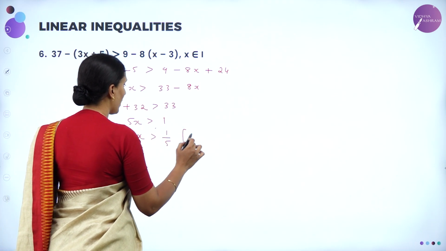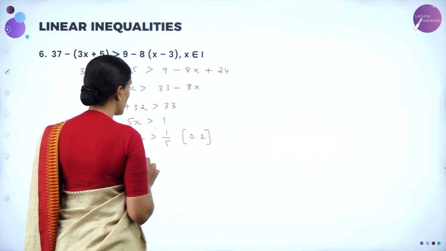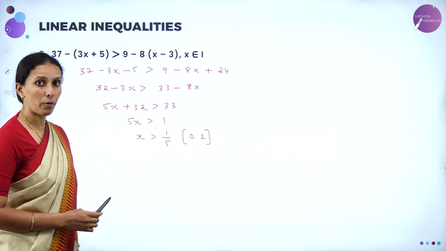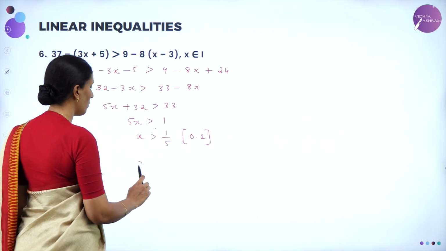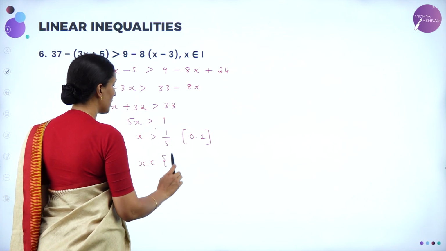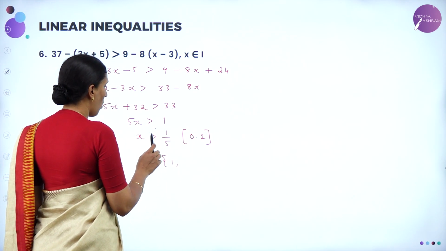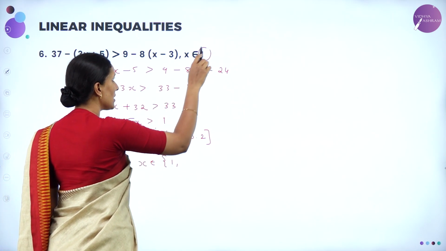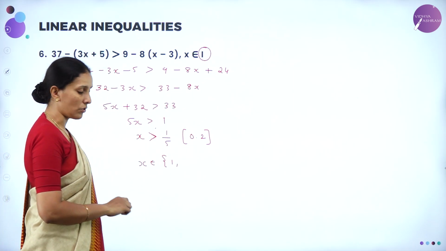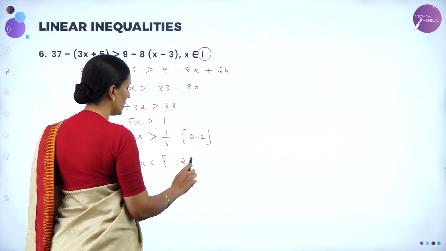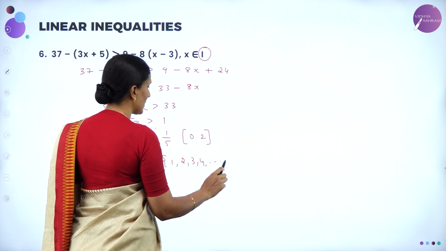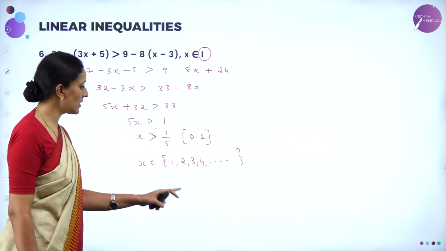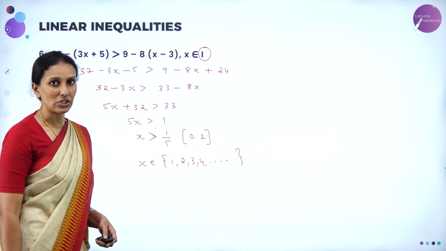When I say 1 by 5, it is 0.2. So, that means I need to take the integers which are greater than 0.2. What is the next integer which is greater than 0.2? It is 1. So, all the integers greater than 1 by 5 is the solution. After 1, it is 2, 3, 4, etc. until infinity. Therefore, the solution set for this is the positive integers.